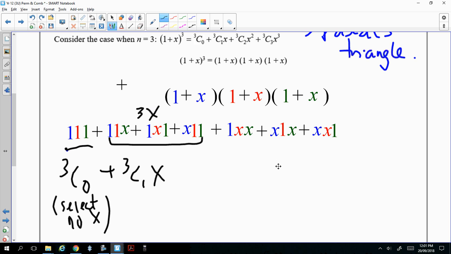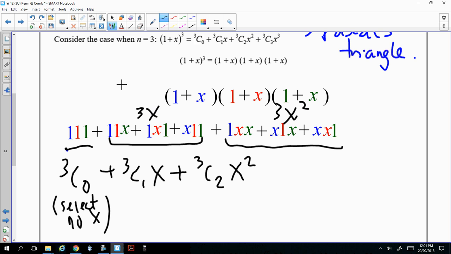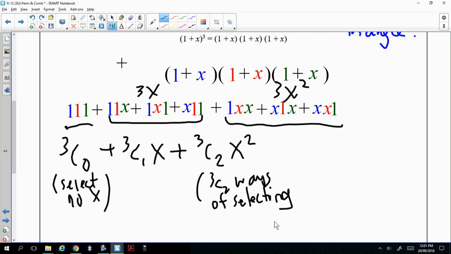Which is 3x squared. And why is there a 3? Because there are 3c2 ways of selecting the 2 x's, right? So 3c2 ways of selecting 2 x's. That's why 3c2. Okay, so it makes sense how it works.